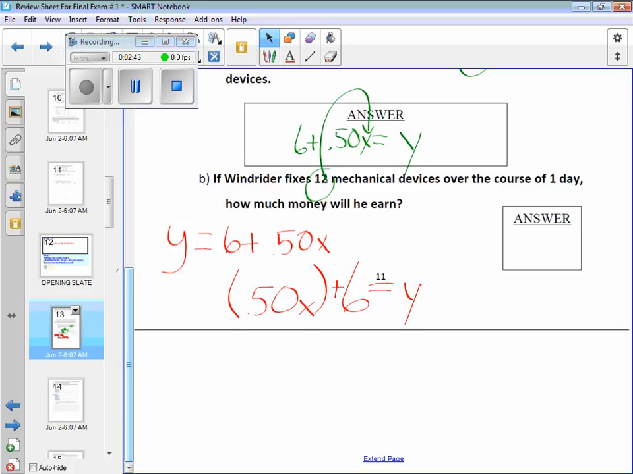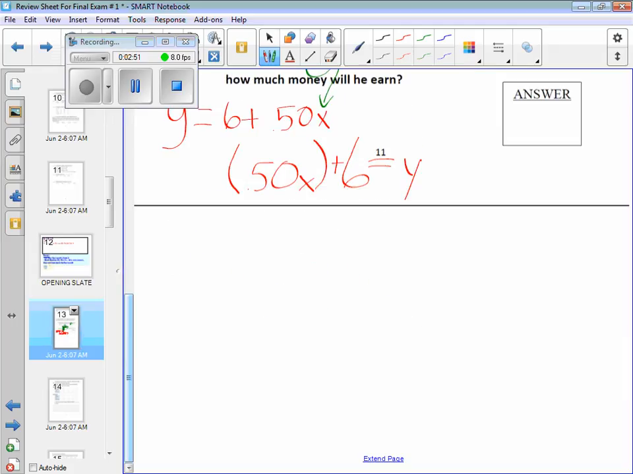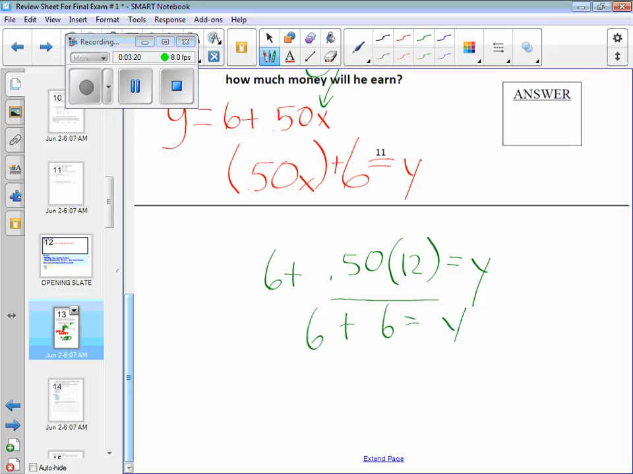All right, now when you substitute 12 in for X, it becomes 6 plus, I'll rewrite it, 6 plus 0.5 times 12. What do you get as a total answer? Let me substitute it in first. PEMDAS says you've got to evaluate this first. So basically what it's really asking is, what's half of 12? Bring everything else down. And the answer is 12 bucks.